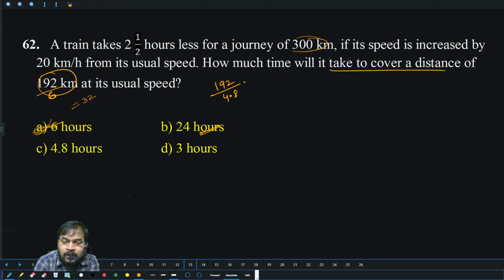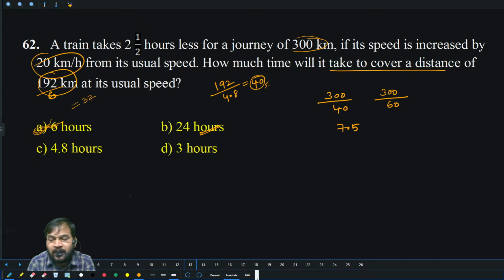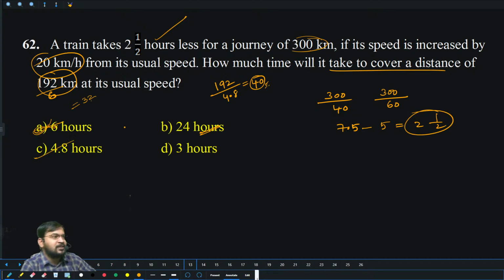192/4.8. 48 times 4 is 192, so what is the original speed? 40. If the original speed is 40, how many hours will it take? 300/40 is 7.5 hours. If its speed increases by 20 km/h, the new speed should be 60, and the time is 5 hours. The difference is 2.5 hours, yes or not? So your answer is option C.